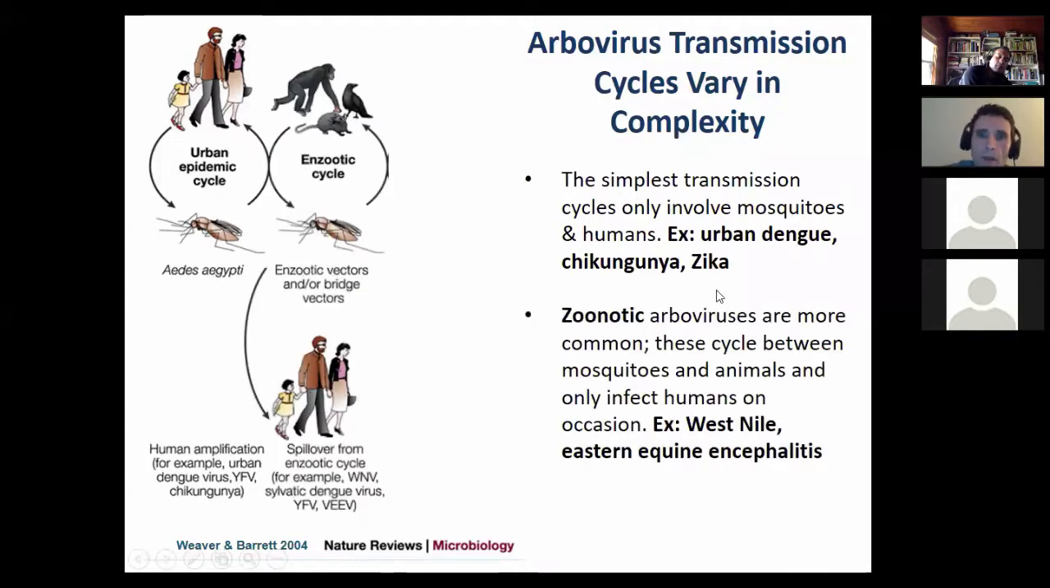Now, another way, and what's more common, would be zoonotic arboviruses that cycle between mosquitoes and other animals, and only on occasion do they infect people. In this case, a mosquito gets an infection from an infected animal, and then after the incubation period, it will bite humans. This is what we call a bridge vector, connecting humans to the regular transmission cycle. West Nile virus is a great example of this one. It typically circulates among birds and mosquitoes, and then will occasionally infect people.